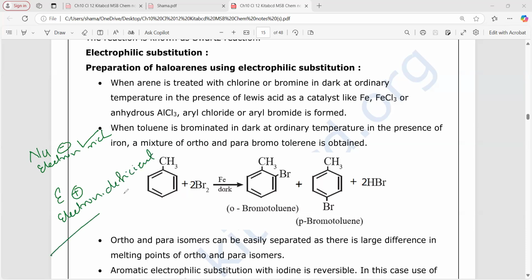So, electrophilic substitution means what? An electron deficient species attaches to your aromatic ring. That is called electrophilic substitution. It will be involved in the preparation of haloarenes, because electrophilic substitution can happen on an aromatic ring. The aromatic ring will be substituted with a halogen when this reaction takes place. Hence, it involves the preparation of haloarenes.